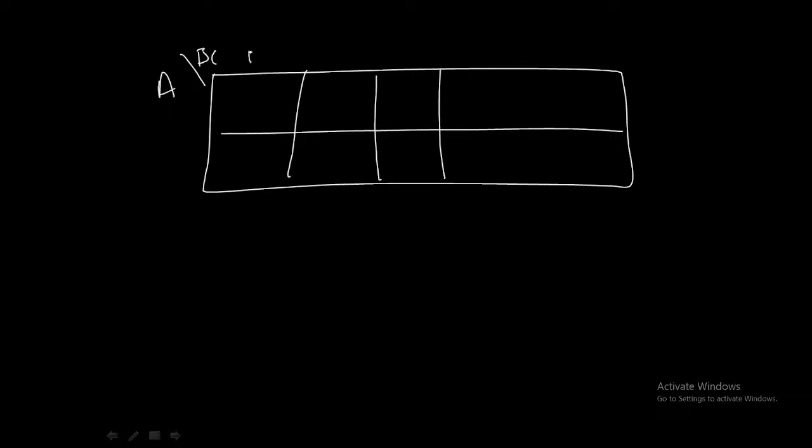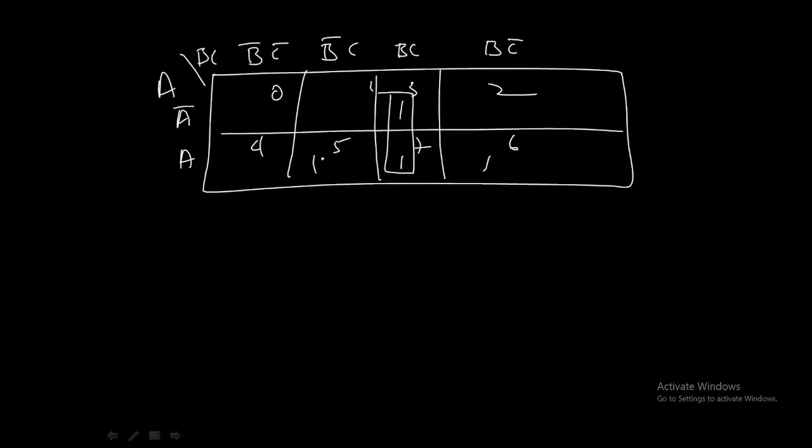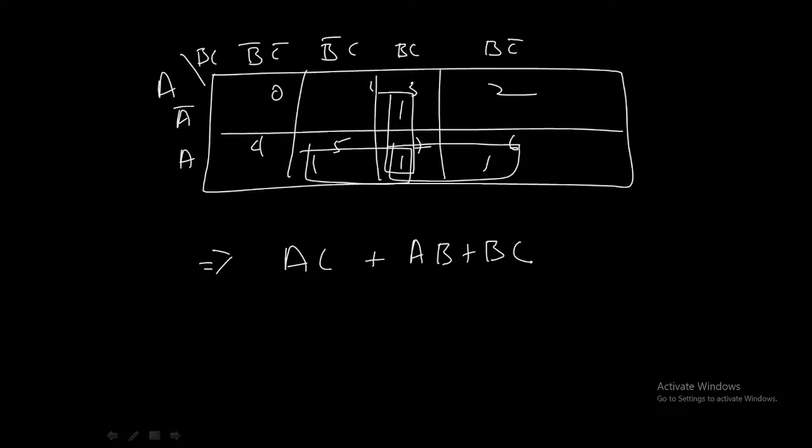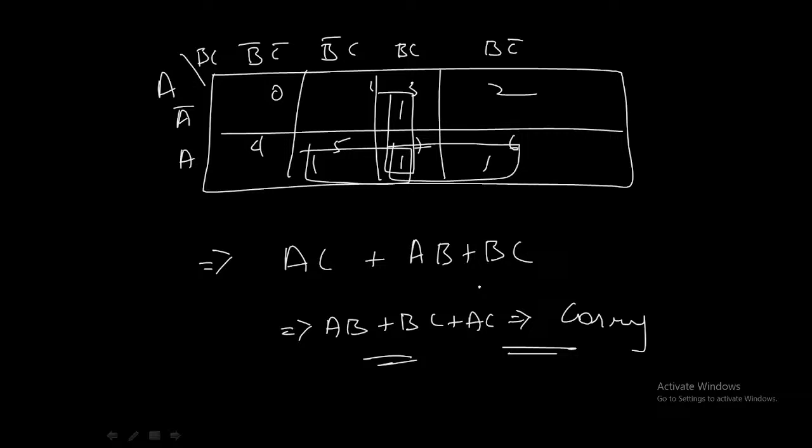Now, for carry, if we draw the K map, this is A, BC: B bar C bar, B bar C, B C, B C bar, A bar and A. 0 1 3 2 4 5 7 6. Okay, 3 5 6 7. We can group these two, and these two. Okay, so what is the expression we have? AC plus AB plus BC. Finally, AB plus BC plus AC, which is nothing but carry. So this is the Boolean expression for carry.